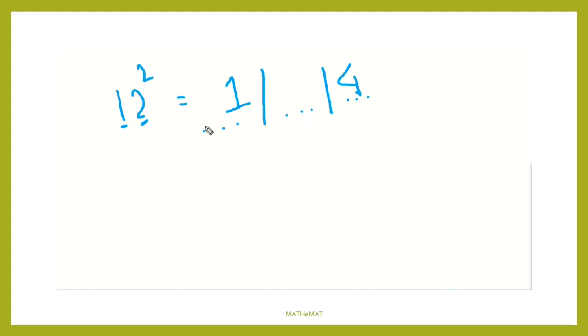Now we have a middle space also. What do you have to write here? You have to write twice the product of these two digits. I'm repeating, you have to write twice the product of these two digits. So the product is 1 into 2, which is 2, and twice 2 is 4. So you have to write here 4.